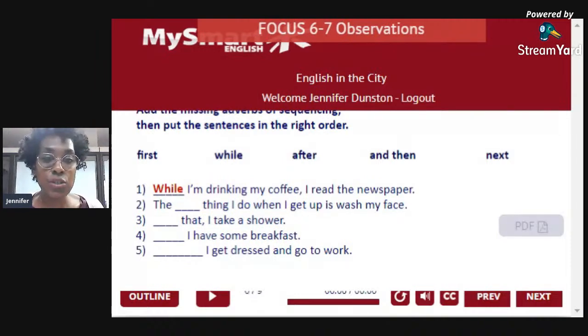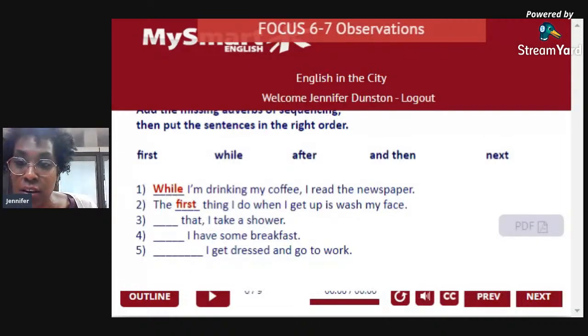The thing I do when I get up is wash my face. Because of the first thing I do, thank you very much, Gianmarco. The first thing I do when I get up is wash my face. Now, if we notice here, we have a certain sequence that's happening naturally.